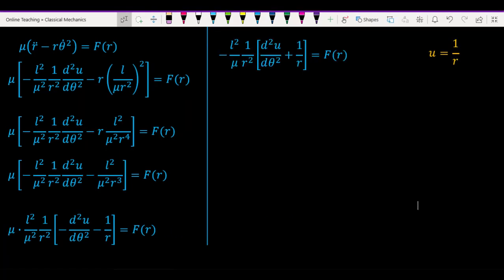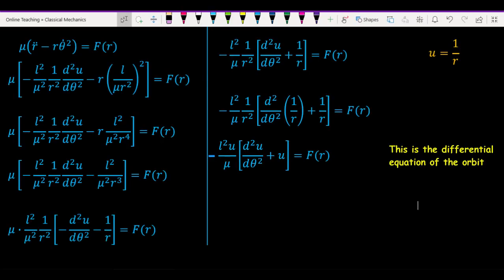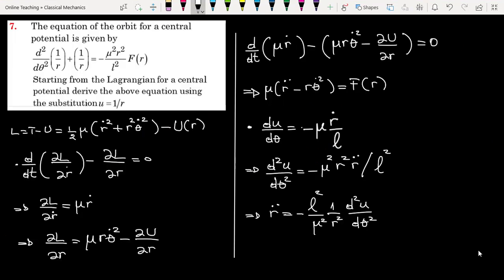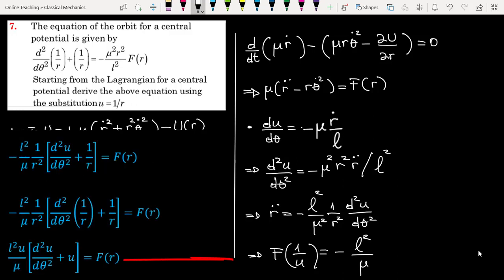Remember the u substitution, and now the required differential equation of the orbit using u substitution as required in our problem. Notice that this problem was to find the derivation of the differential equation of motion.